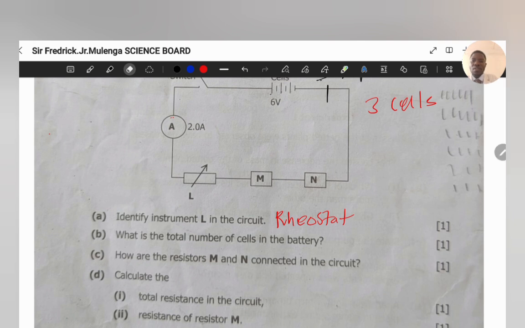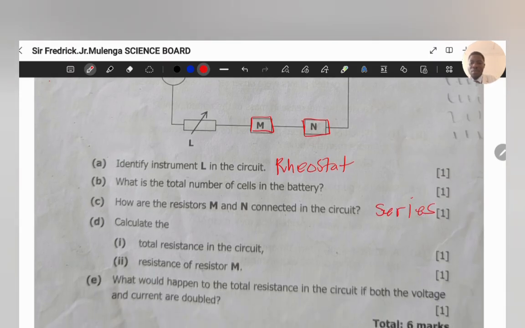Like I told you, resistor M and N, they are following one after another. So these are connected in what? They are connected in series. So the answer there was just to say they are connected in series. All right. Then we move on to the next question.